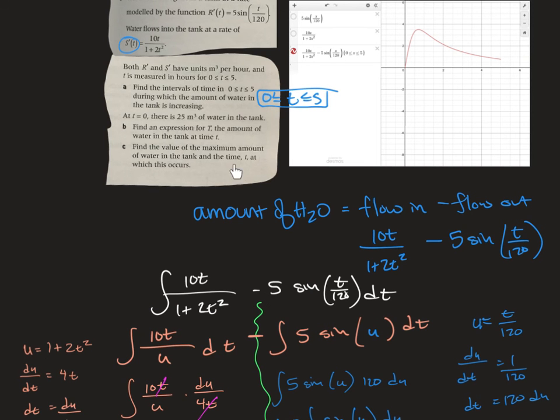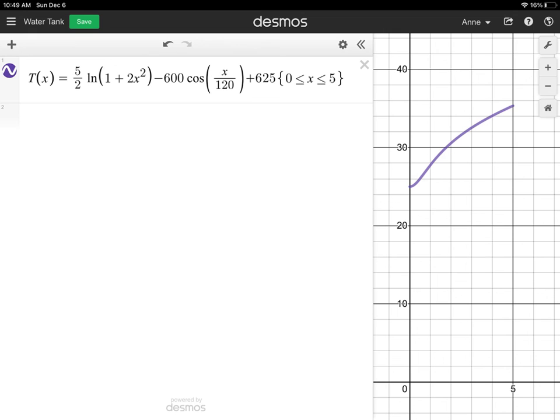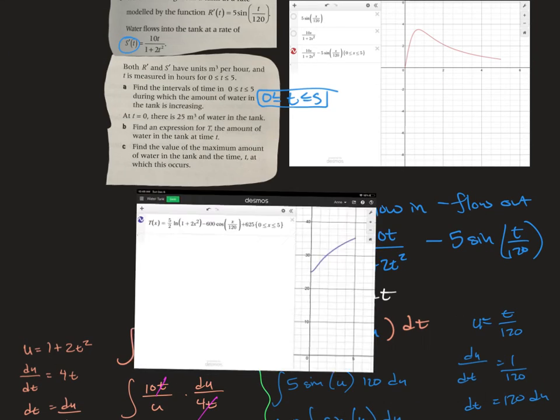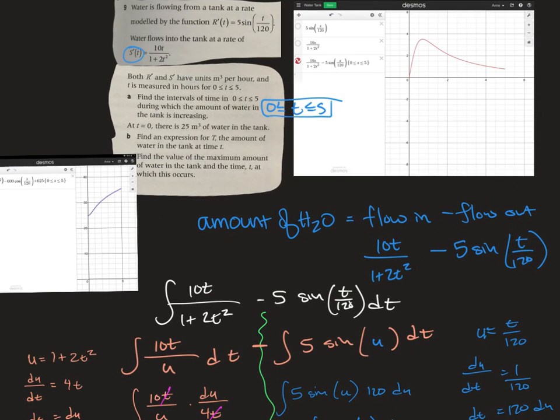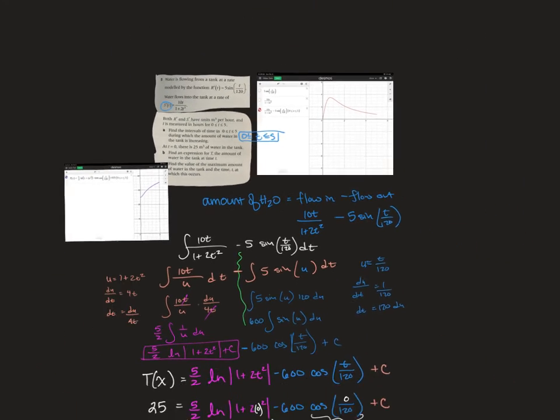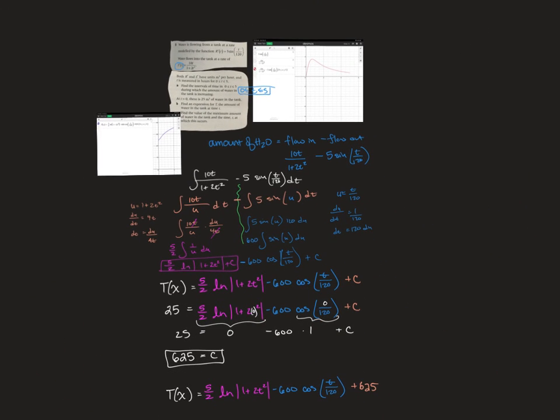And the last bit is they want us to find the maximum amount of water in the tank. And so we're looking for the maximum of that original function and when that occurs. So looking at the actual function, that happens at the very end, which makes sense because if you remember way back at the beginning here, what we found was that the original function was increasing the entire time. And if the original function is increasing the entire time, it should end there.